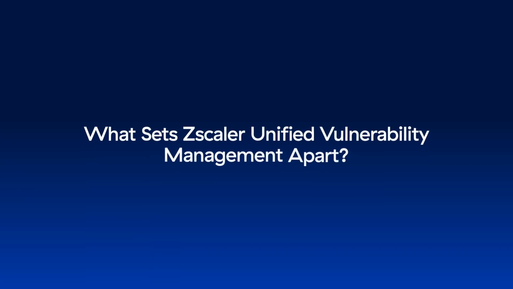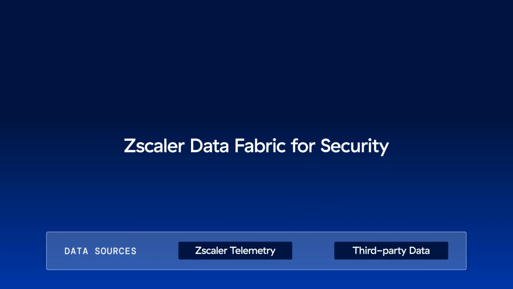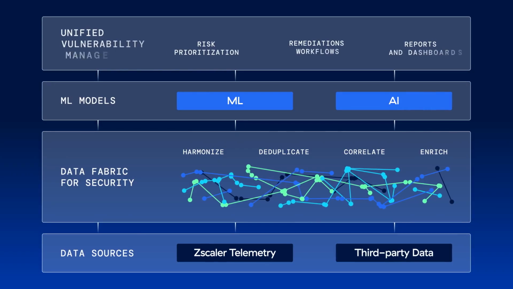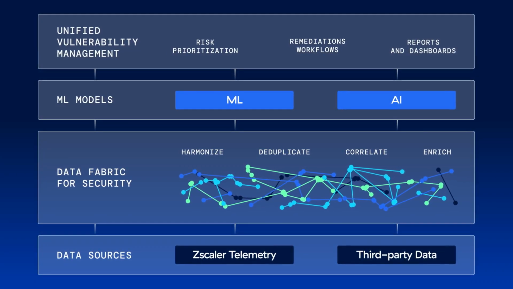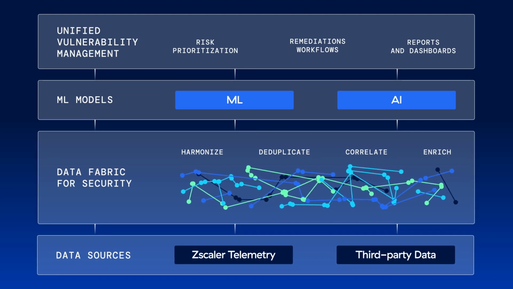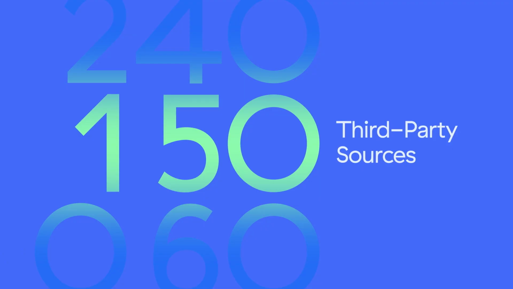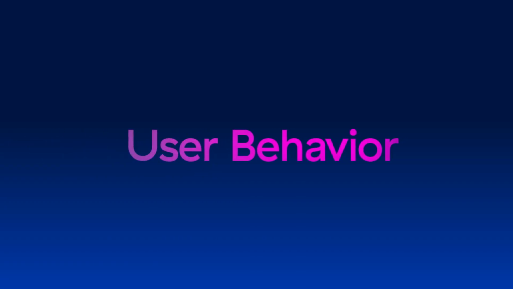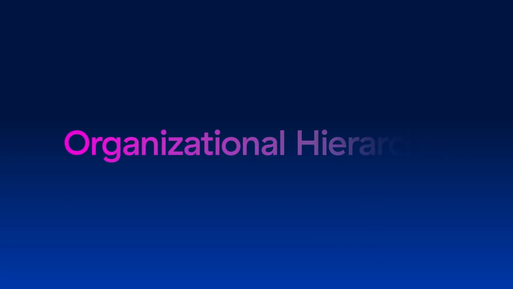Zscaler Unified Vulnerability Management taps into an aggregated, correlated dataset built on our unique innovation, our data fabric for security. The data fabric ingests data from traditional vulnerability and exploitability sources and adds findings and context from Zscaler's 500 trillion daily signals, as well as over 150 third-party sources. These sources span identity, assets, user behavior, mitigating controls, business processes, and organizational hierarchy.